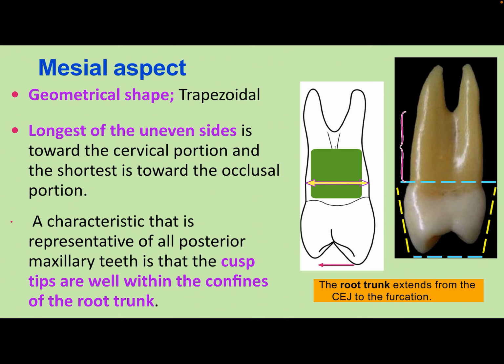The root trunk is a major portion of the root, the undivided portion of the root. The root trunk extends from the cervical line of the cementoenamel junction to the bifurcation area. Both the buccal cusp and the lingual cusp will be lying within the confines of the root trunk itself.